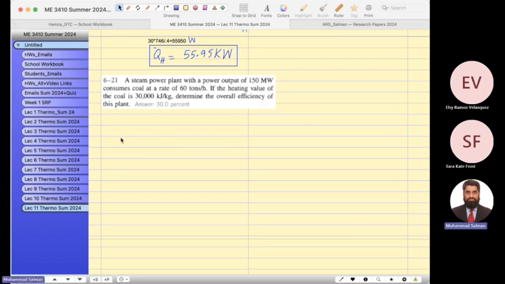Okay, let's do this question. A steam power plant with a power output of 150 megawatts, and consumes coal at a rate of, so mass flow rate of the fuel, it is 60 tons per hour.